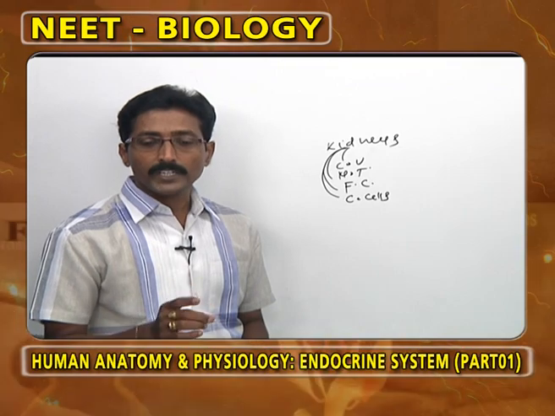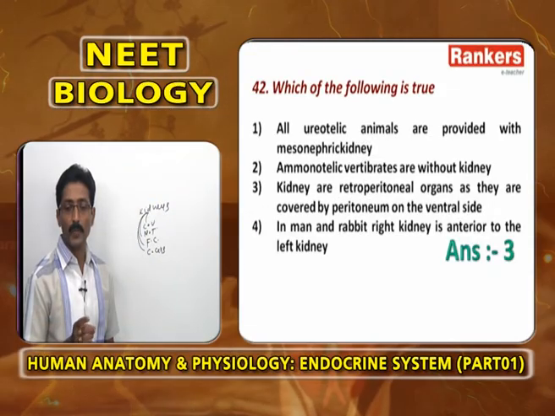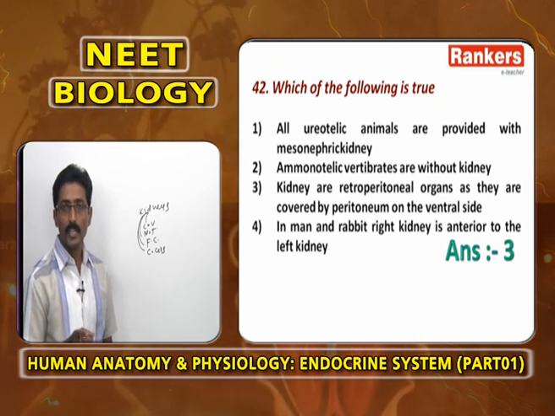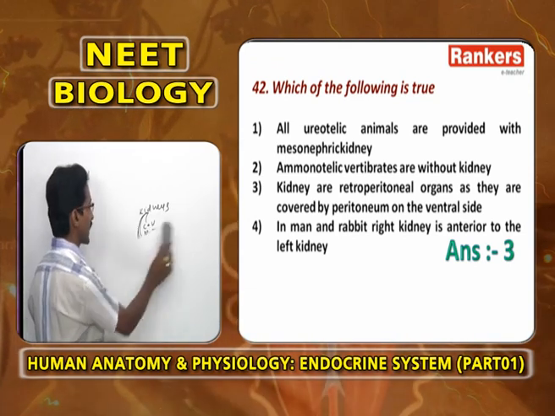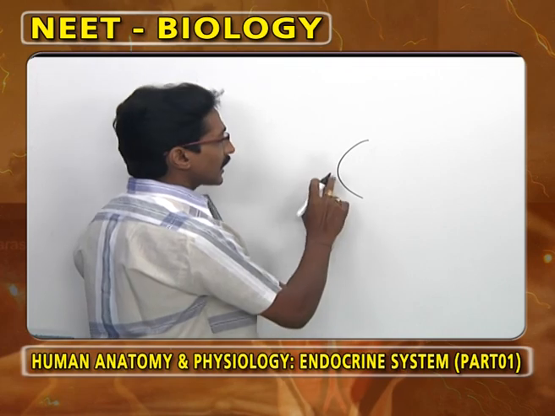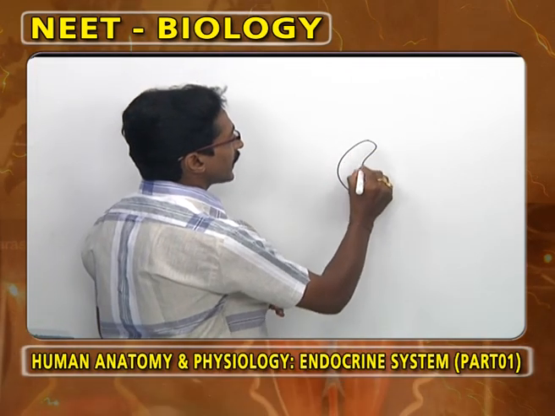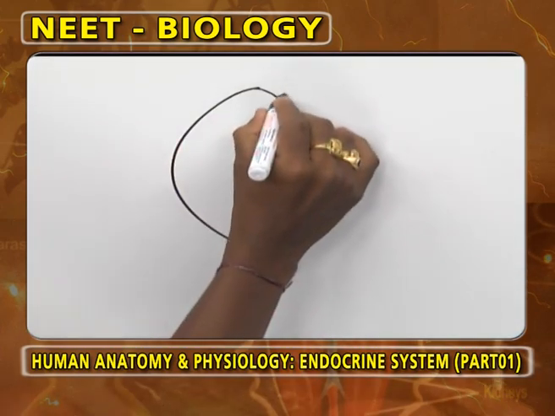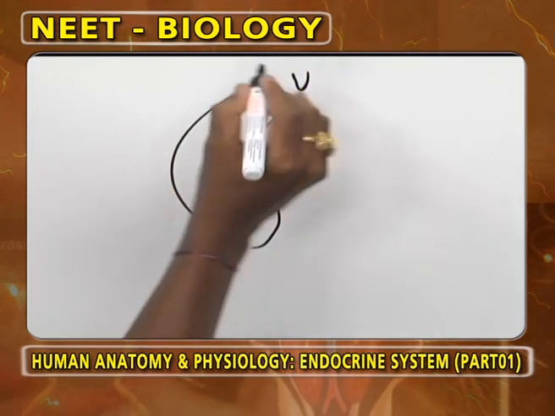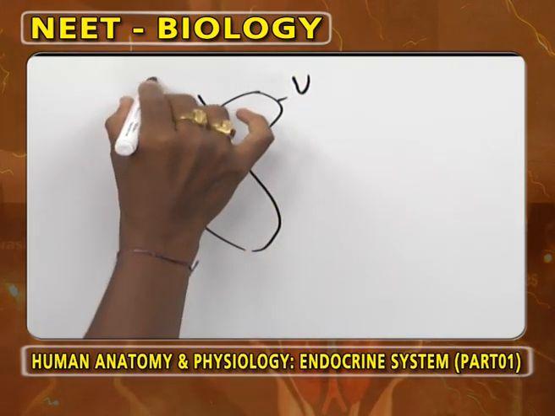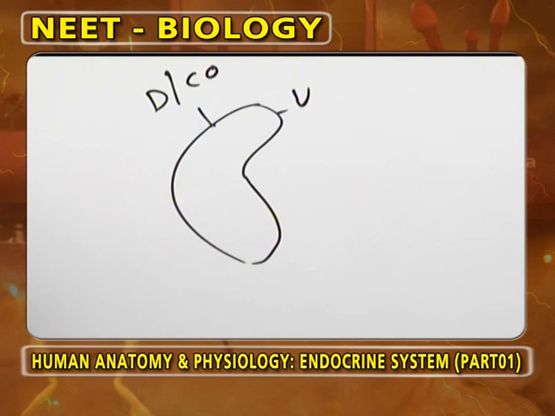Third, kidneys are retroperitoneal organs as they are covered by peritoneum on the ventral side. Now as we observe the kidneys, this one we call the convexity of the kidney, and this one we call the concavity. Now this is the ventral side. Here the V represents the ventral side or concavity, and this is the dorsal side or convexity.